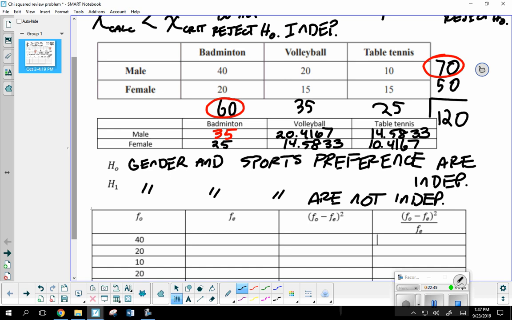And what does that actually mean? Expected frequency values. If these two quantities, gender and choice of sport, were independent, if they had absolutely no relationship, these are the number of people I would expect to have chosen those sports. That's what it means.